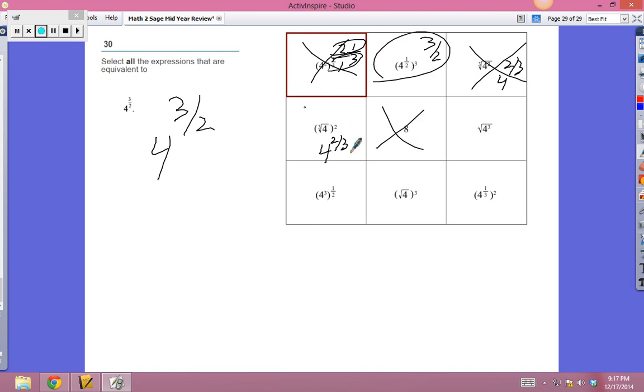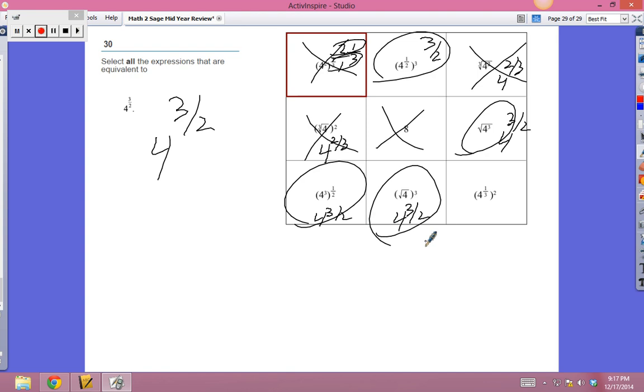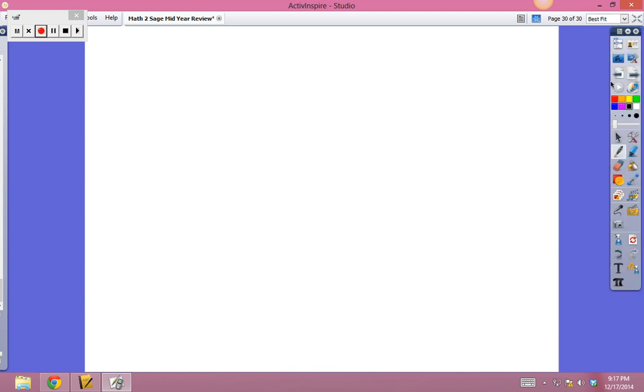8. Not equal. 4 to the 3/2. This one is equal. Times them, that's going to be 4 to the 3/2. That is equal. This is going to be 4 to the 3/2. That is equal. And this is going to be 4 to the 2/3. That is not equal. So, there you go. That's it.